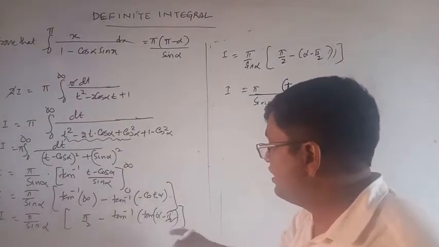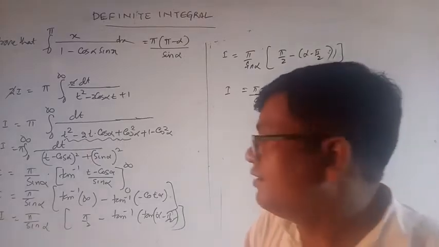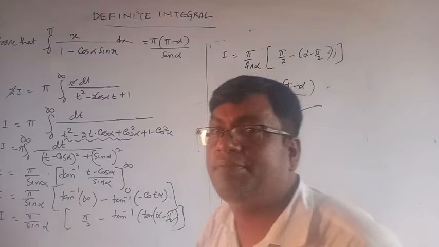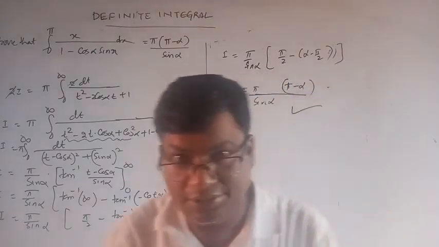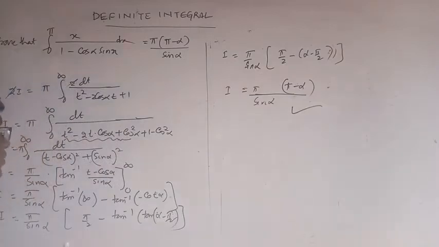Because tan of alpha minus pi by 2 is equal to what? Minus cot alpha. But tan of pi by 2 minus alpha is equal to plus tan alpha. Okay. Now one property, and then after some short questions. Property number.